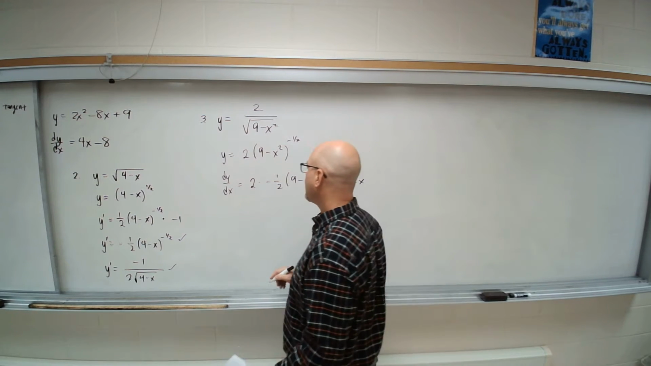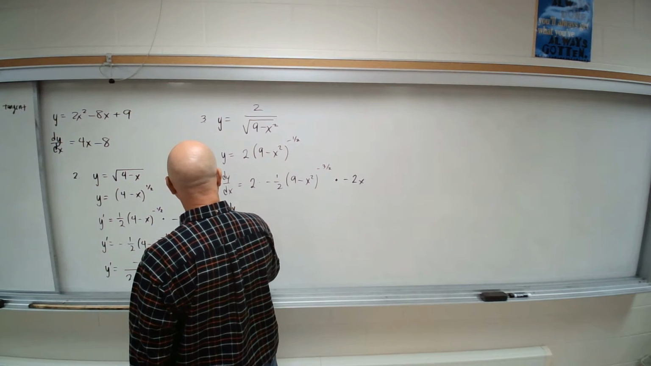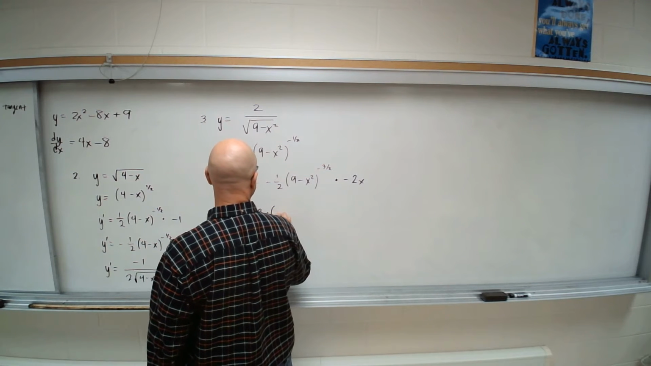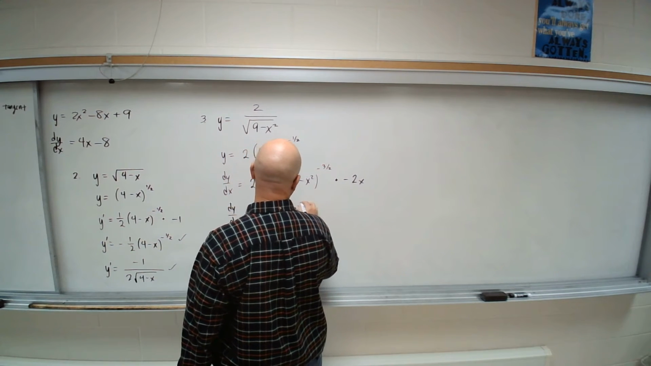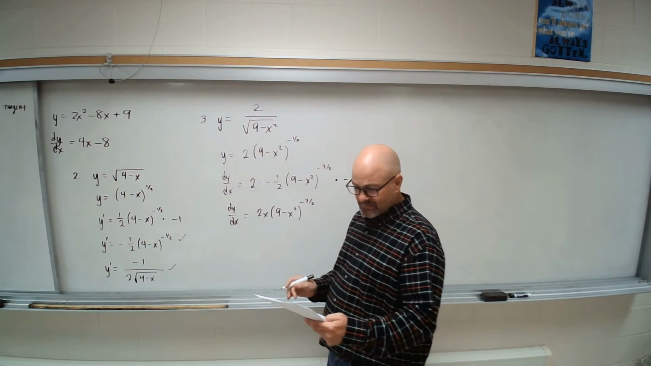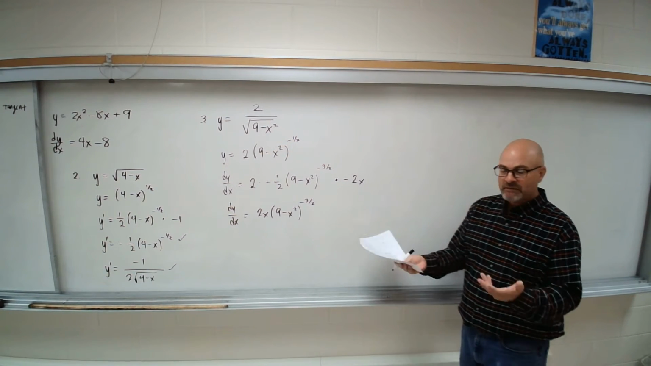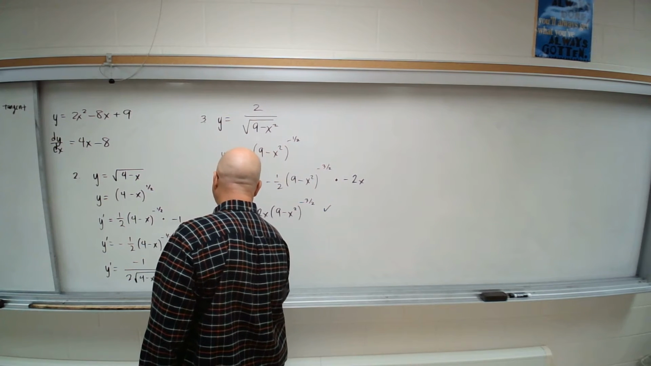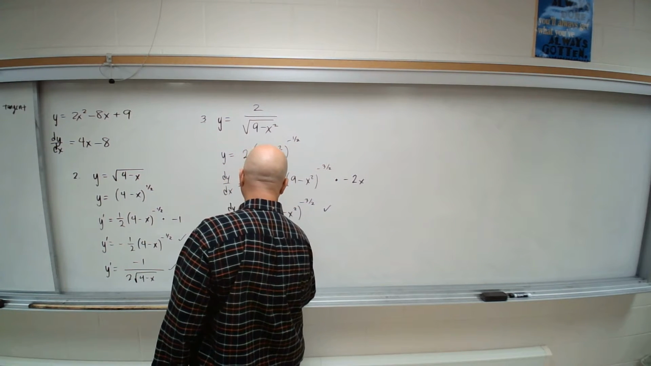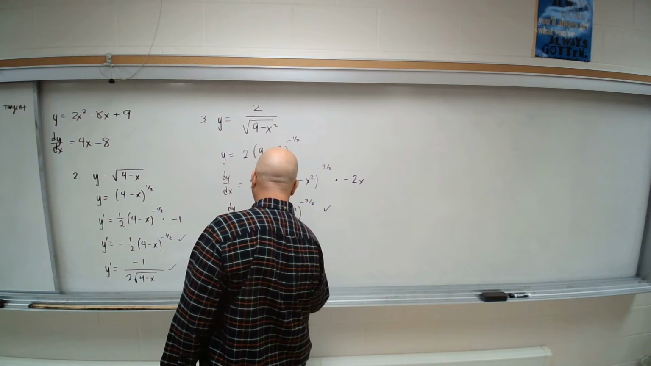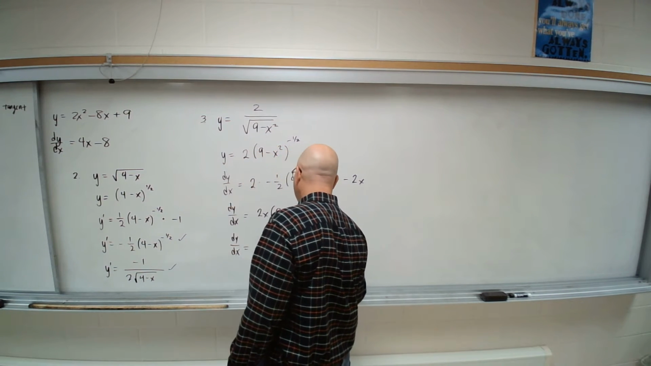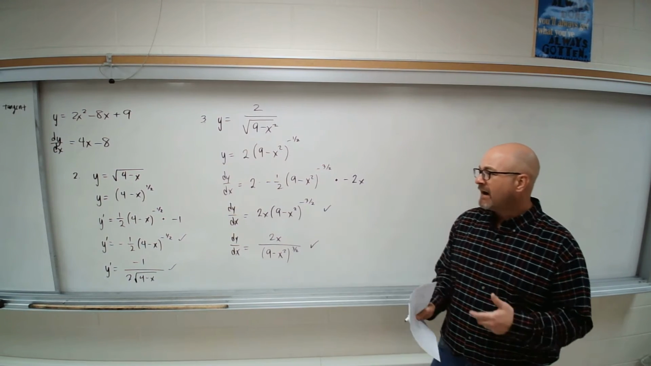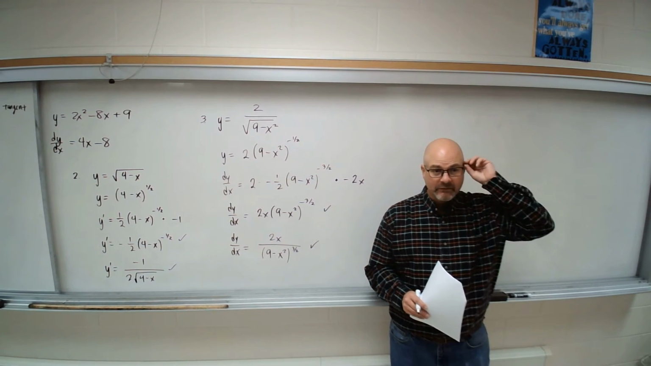Those will cancel. So let's see, dy over dx would be, you could say, 2x times 9 minus x squared to the negative 3/2 would be fine. You could also, if you wanted to move it to the denominator, 2x over 9 minus x squared to the 3/2. And really, either one of those forms would be fine if you were just asked to find the derivative.